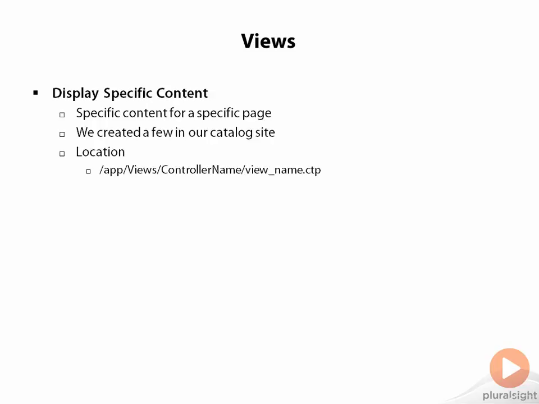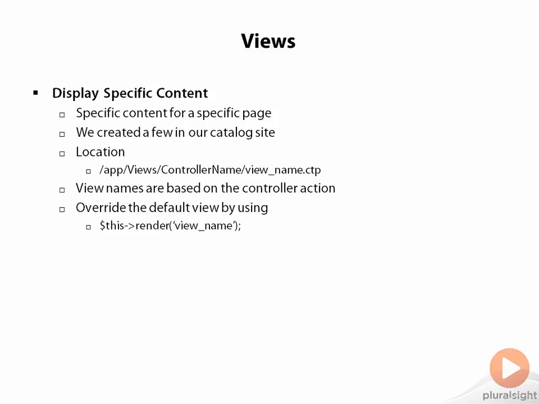All views are located in the App View directory. Inside that directory, the views are sorted into folders based off of the controller name. View names are based off of the controller action. We can override this default functionality of the controller action name matching up with the view name by rendering a different view. We use this, render, and we pass in the parameter the view that we would like to use for that particular action. We have used this in our search action in the items controller.